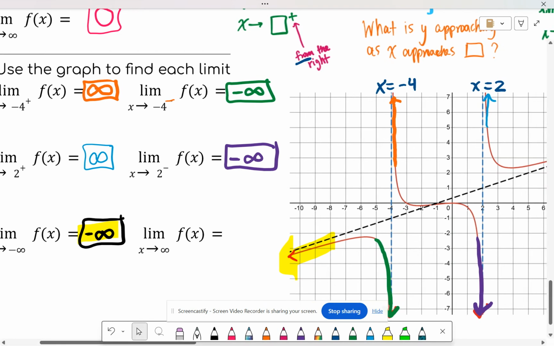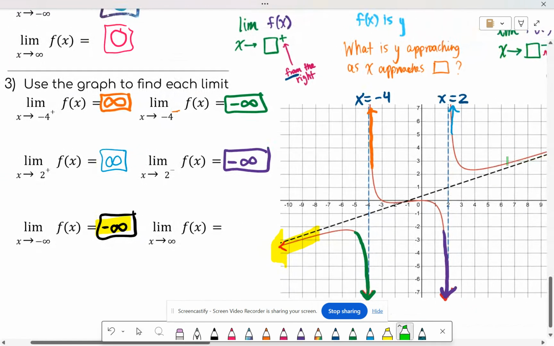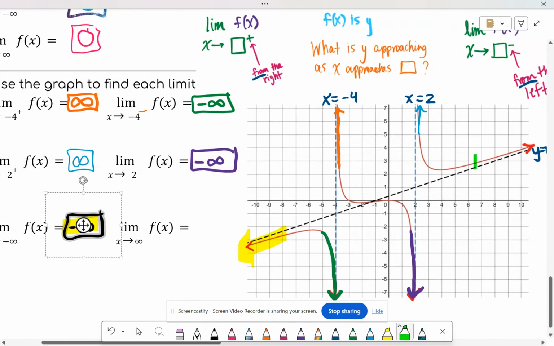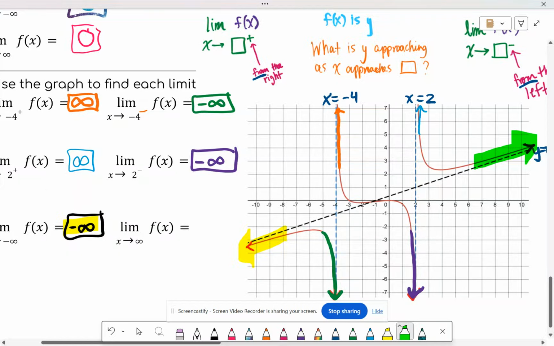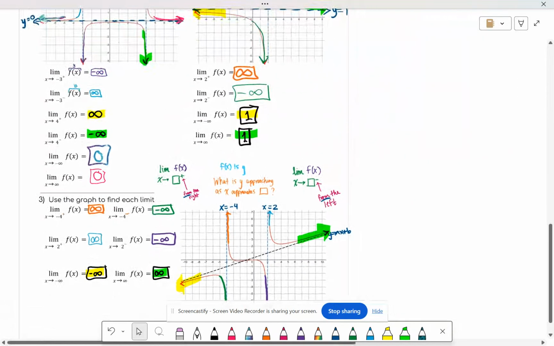And then when x goes to positive infinity, so on the right over here, my graph is both going to the right and going up at the same time. So the y values are going up to positive infinity also. All right, so I hope that helped you understand 8b.